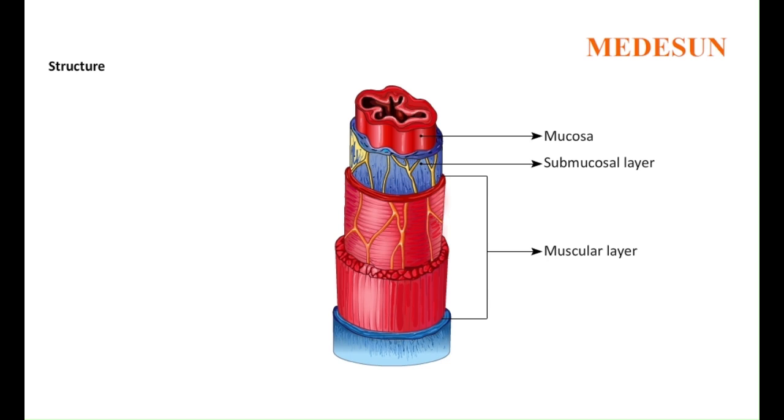Muscular layer. This layer is responsible for the movement of food through the digestive tract. Serous layer. This is the outermost layer of the digestive tract below the diaphragm. This is a connective tissue layer.